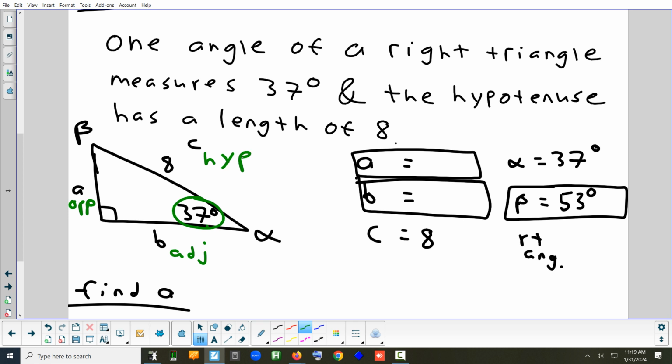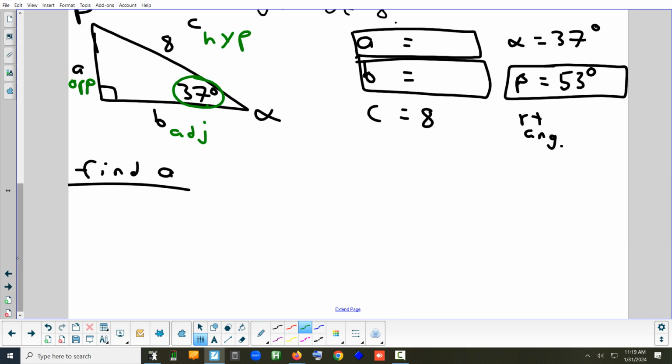Okay, so we want to find A. A is the opposite, and we know the hypotenuse. So which trig function out of sine, cosine, and tangent has opposite and hypotenuse in it? Sine. Yep. So this is how you set it up.